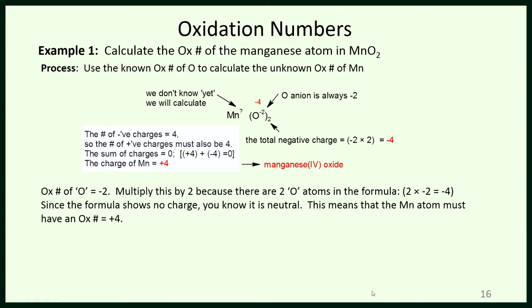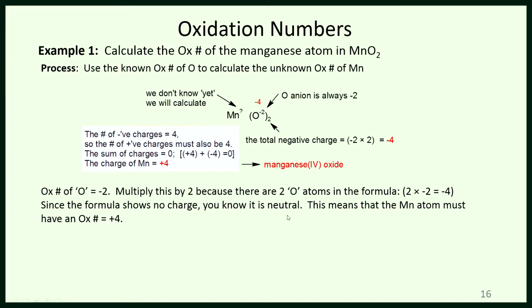Follow with me if you would. I'm saying the oxidation number of oxygen is -2, and we multiply this by 2 because there are 2 oxygen atoms in the formula. So -2 times 2 is -4. That's the total negative charge for the oxygen anions. Now, since the formula shows no charge, see the invisible 0 up here? Chemists, you have to get used to seeing the invisible 0.